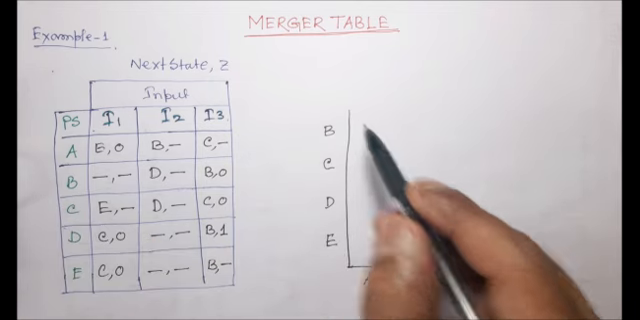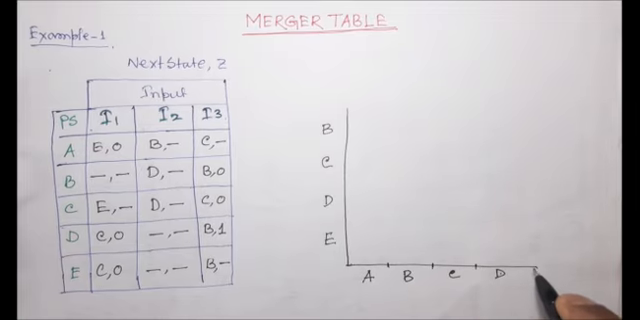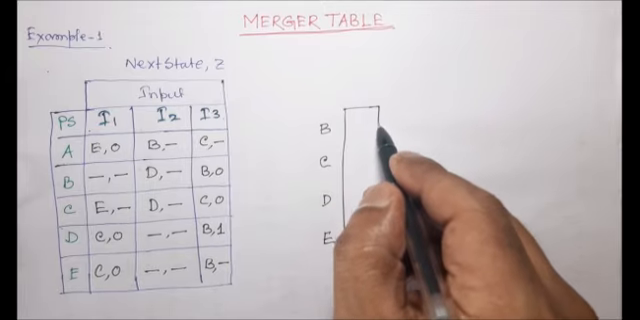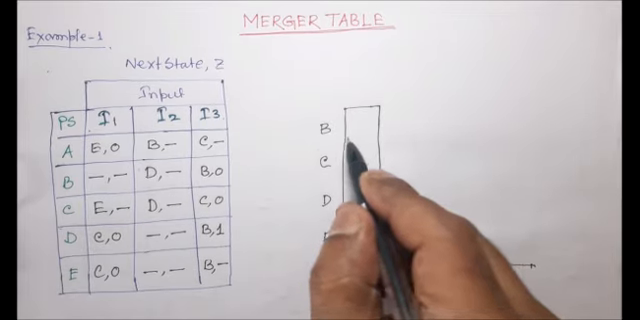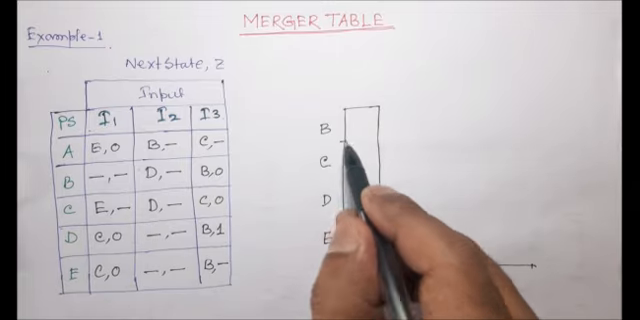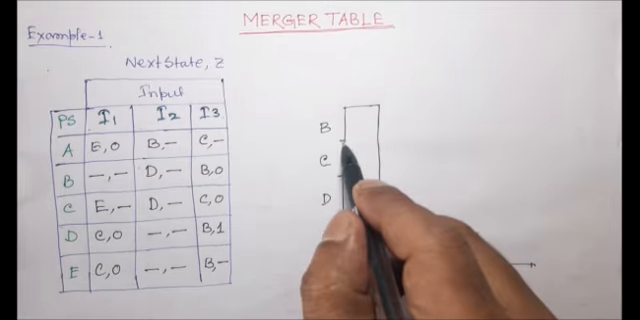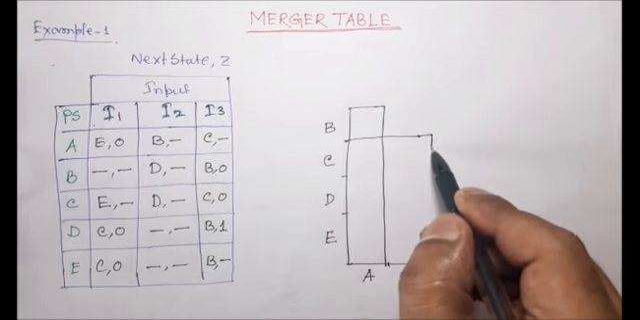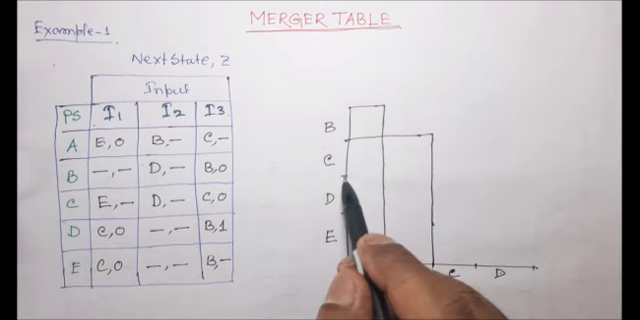What will happen? Look at this, how we draw the merger table. Whenever I draw, I will get a cell from A to B. Similarly, if I want to get from C to B, let me draw this table first, then I will explain what each individual cell means.